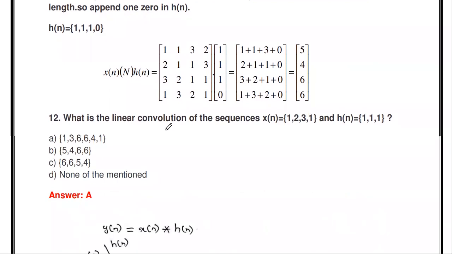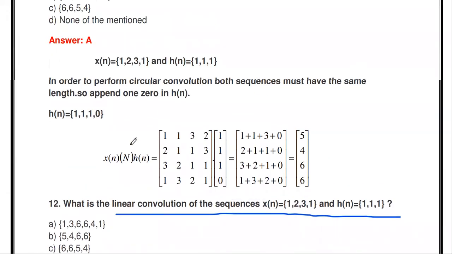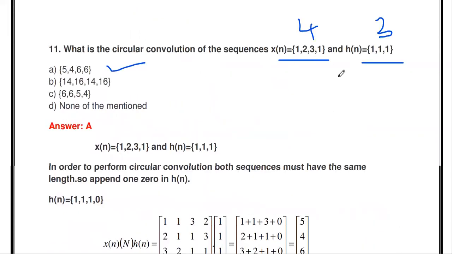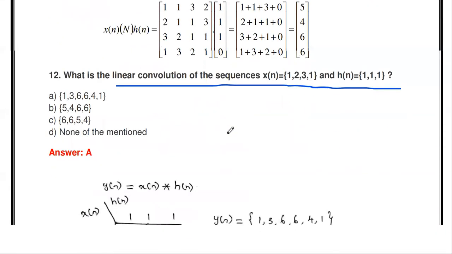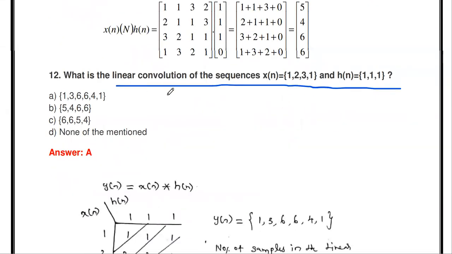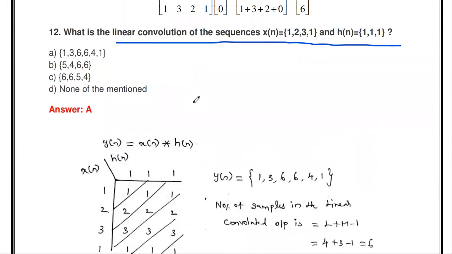The next question: what is the linear convolution of the sequence x of n and h of n? Linear convolution is different from circular convolution. Circular convolution is performed using the matrix multiplication method, and both sequences must have the same length. But the linear convolution output is different. We studied linear convolution in signals and systems, in the 5th unit. The convolution sum is called linear convolution.